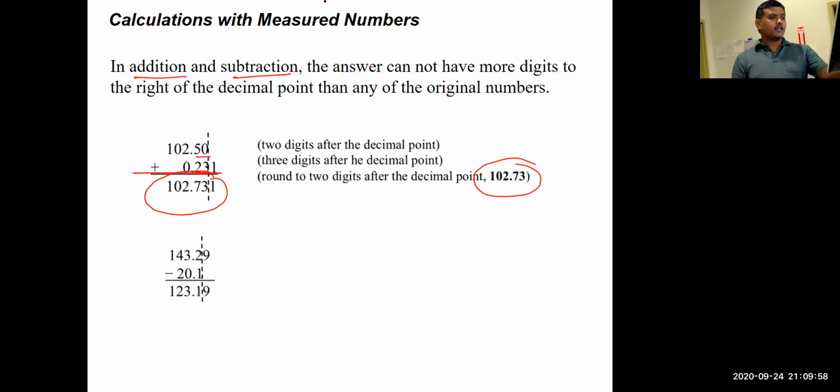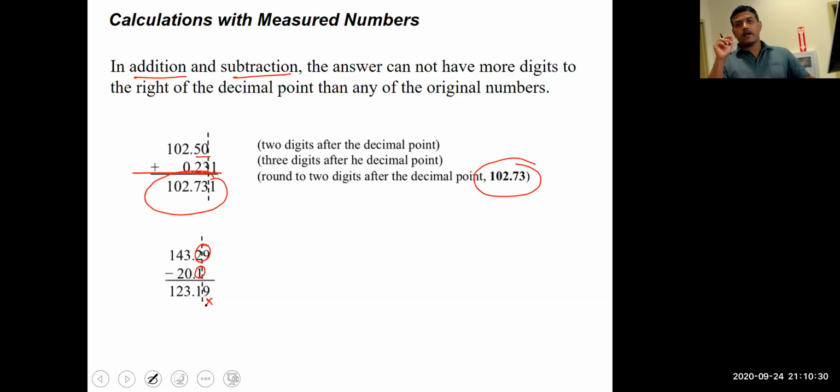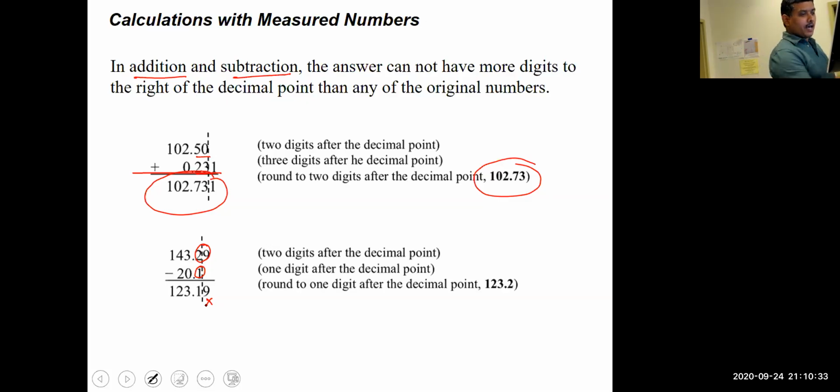So you're subtracting 20.1 from 143.29. One of the numbers is only sure up to one decimal place, but the other number is sure up to two decimal places. Because you are using the less accurate number in the subtraction or addition, your answer can only be as accurate as your least accurate number. So you should cut off the second decimal place here, and round 123.192 to 123.2. Again, how it goes from 1 to magically 2, I'm going to discuss soon. For now, just trust me.